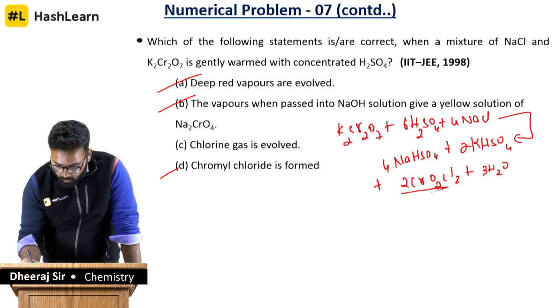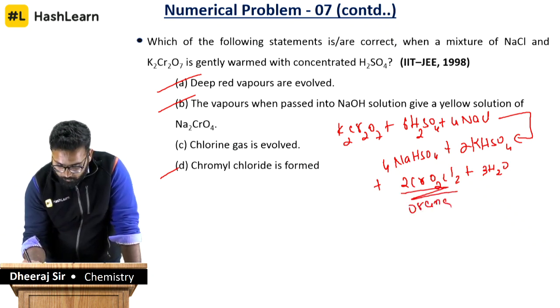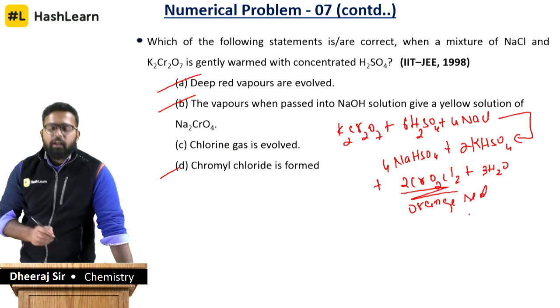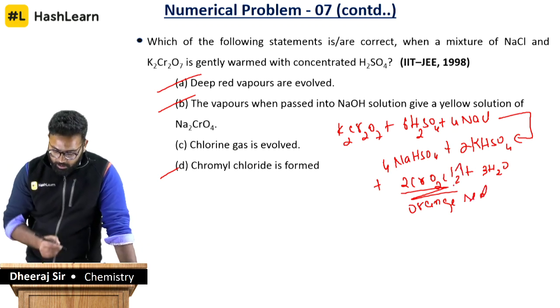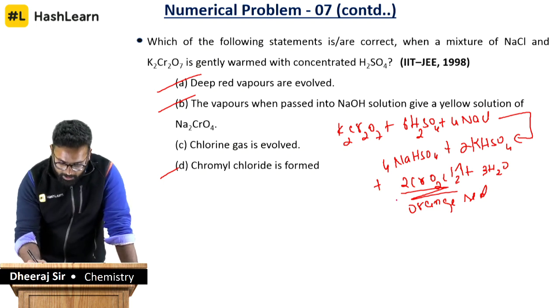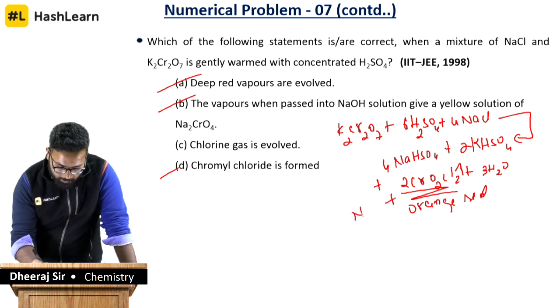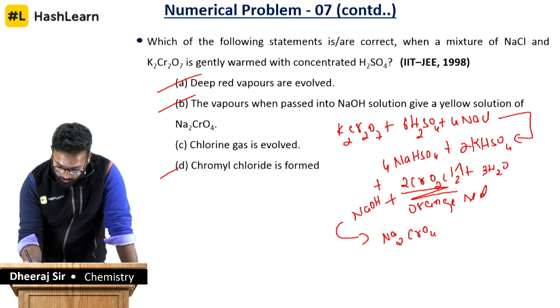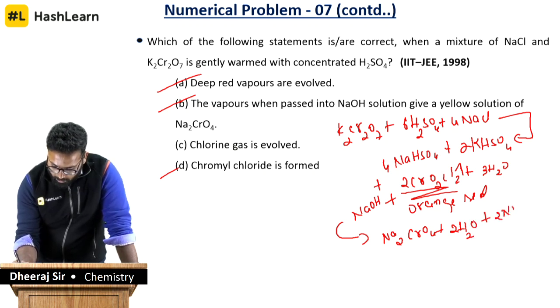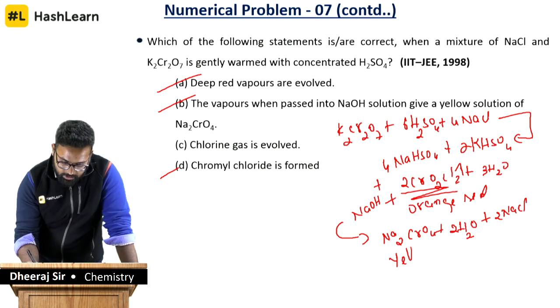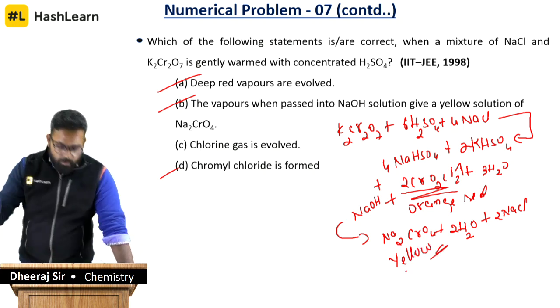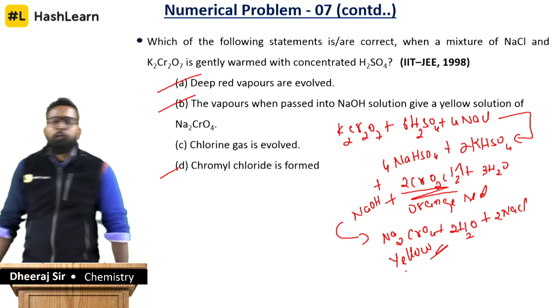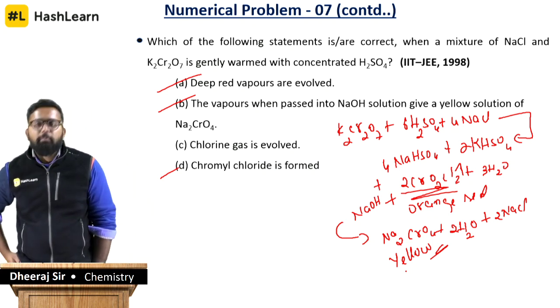Now what happens is this chromyl chloride is orange red in color. Chromyl chloride is an orange red gas. Now when these vapors are passed through NaOH, so when I take chromyl chloride vapors and pass it through NaOH, I end up with Na2CrO4 plus 2H2O plus 2 NaCl. So this is the yellow colored solution which gets formed because of chromate.